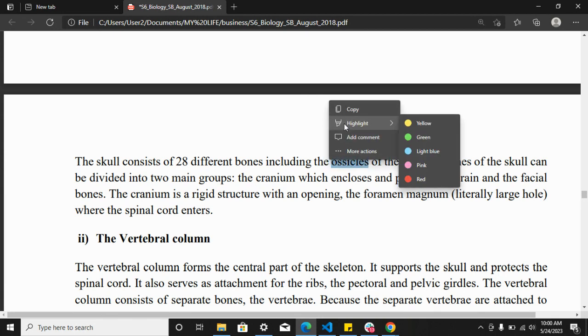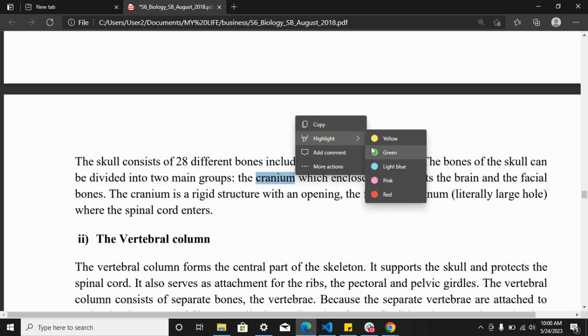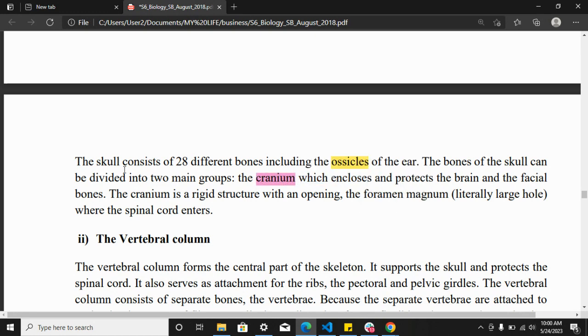So the ossicles, we see them in the ear, and we count them among the 28 bones we find in the skull. So the skull can be divided into two main groups: the cranium, which is enclosing the brain, and then we have the facial bones.